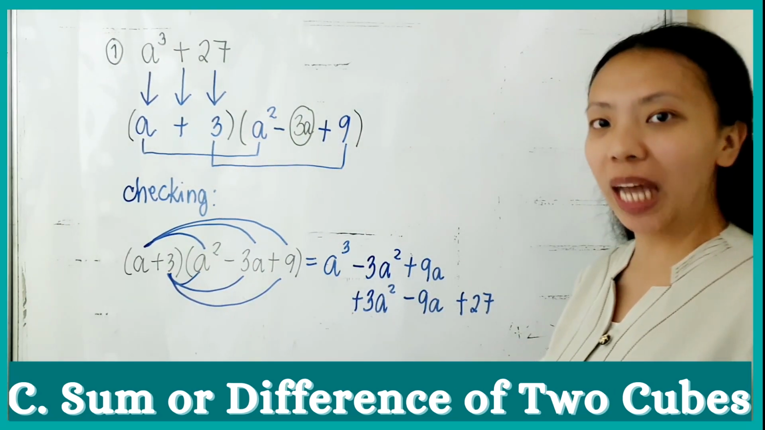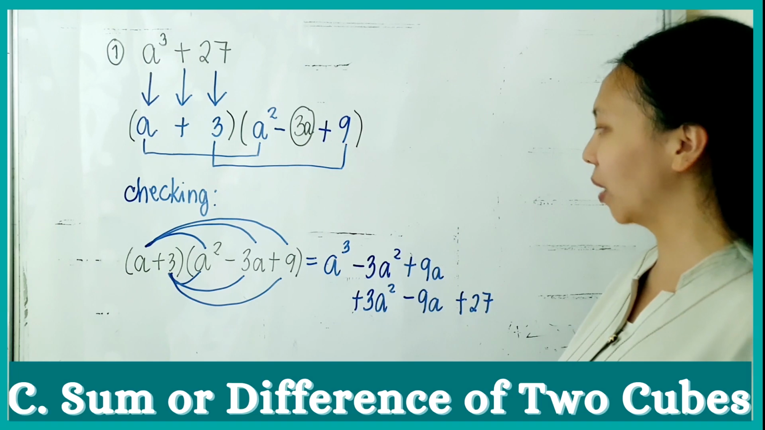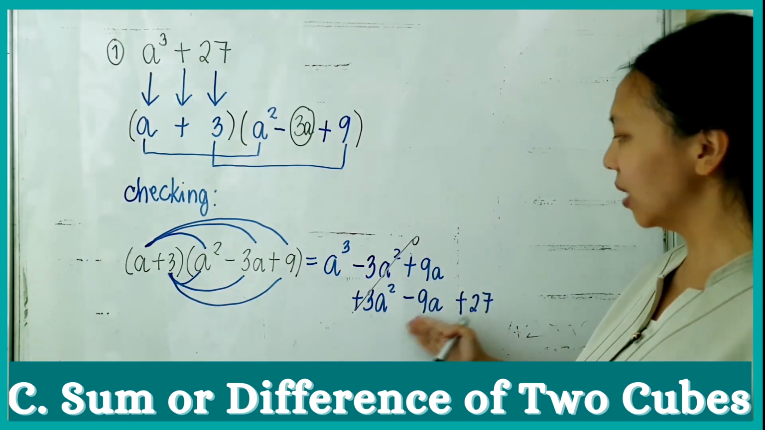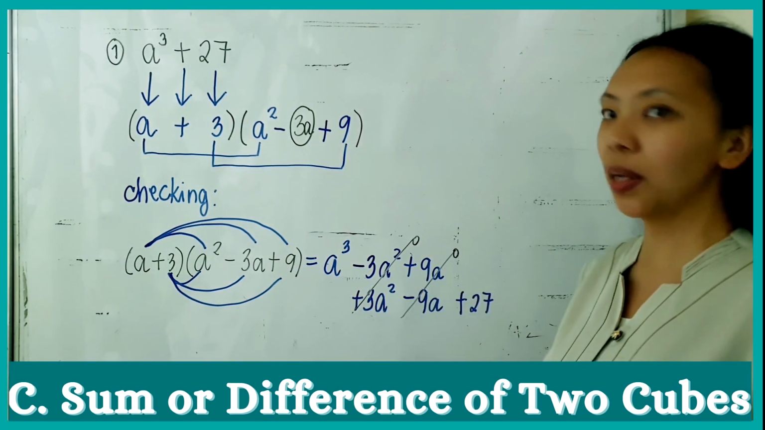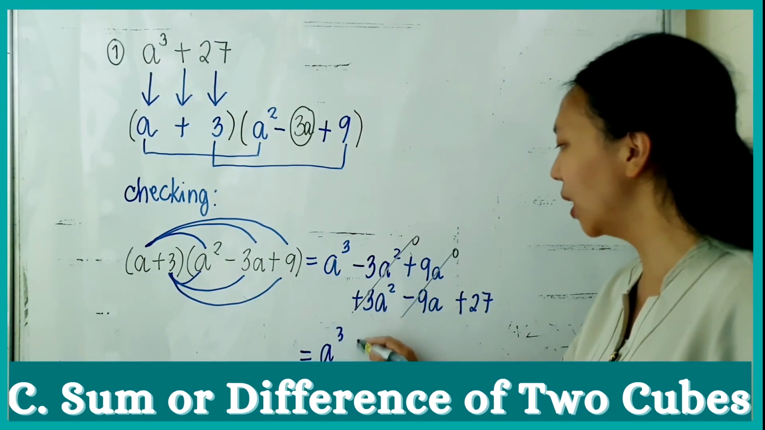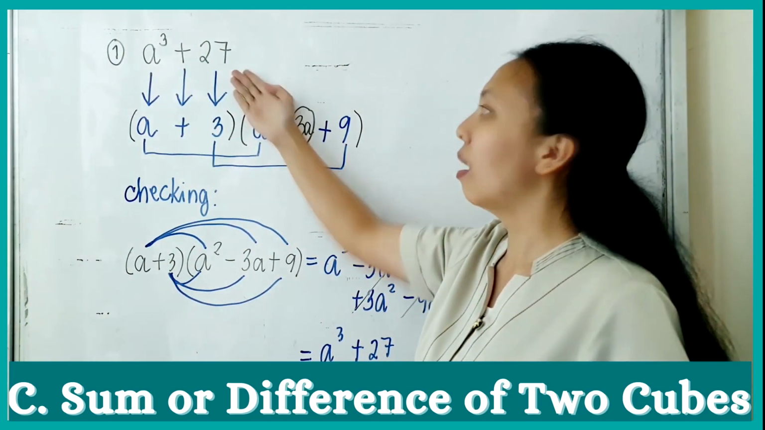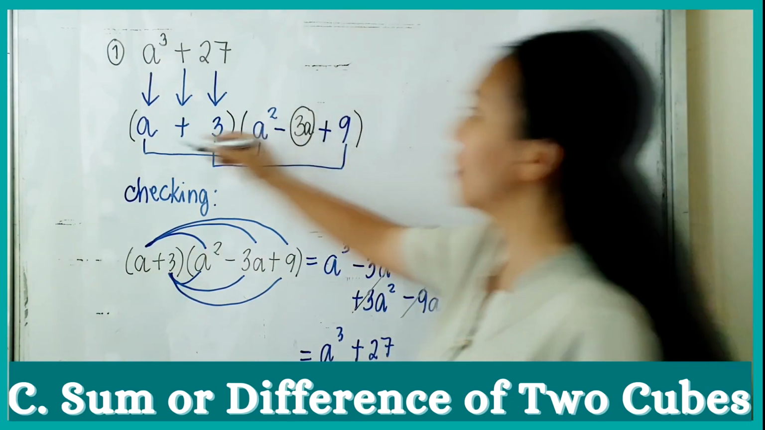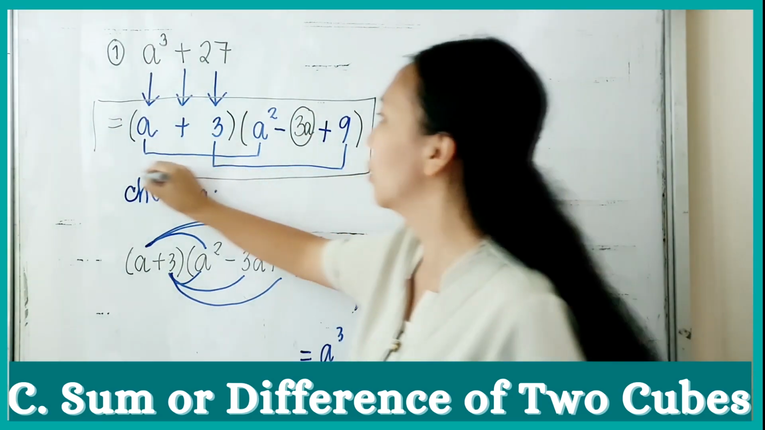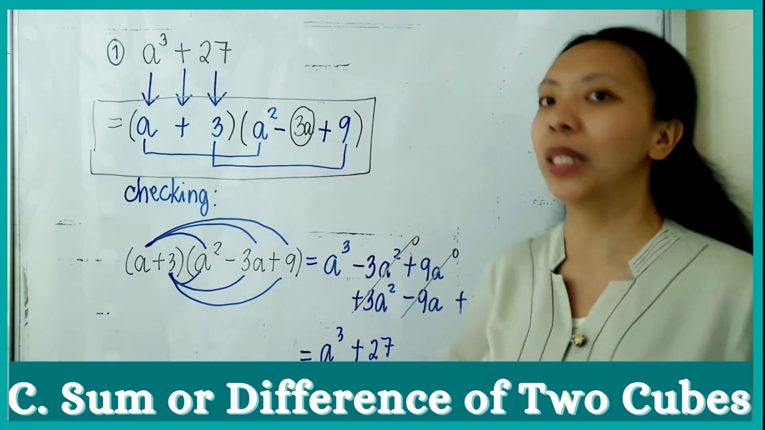Let us now simplify our answer by combining similar terms. Negative 3a squared and positive 3a squared when combined will give us a 0. And 9a and negative 9a when simplified will again give us a 0. Therefore, we are left with a cubed plus 27. The product we obtained and the original expression are the same. Therefore, we have arrived at the correct factored form of a cubed plus 27, which is the quantity a plus 3 times the quantity a squared minus 3a plus 9.